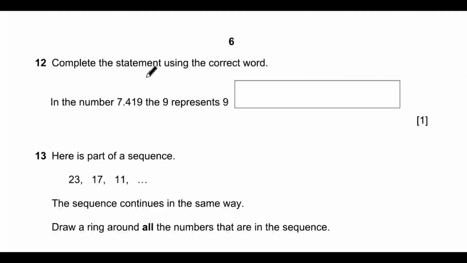Complete the statement using the correct word. In the number 7.419, the 9 represents, the 9 here, so this would be tenths, this would be hundredths, and this would be thousandths. So thousandths would be the correct answer.